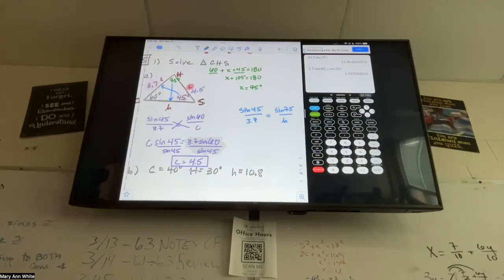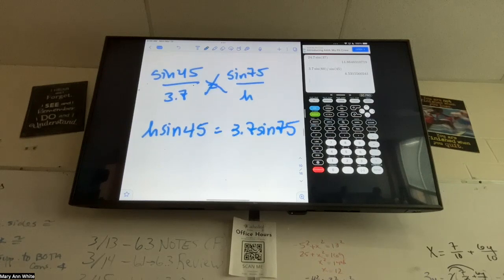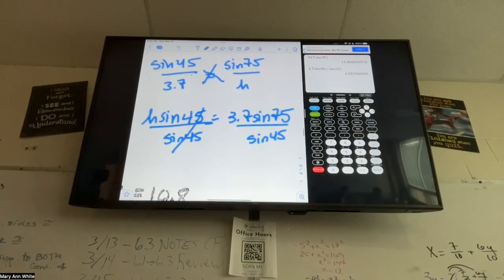Sine 45 over 3.7 equals sine 75 over h. And now I'm gonna zoom in and cross multiply and solve that. So h times sine of 45 equals 3.7 sine of 75. And then I'm gonna divide by sine 45. Again, I'm gonna just throw that in the calculator. 3.7 sine 75 divided by sine 45. And I get 5.1.